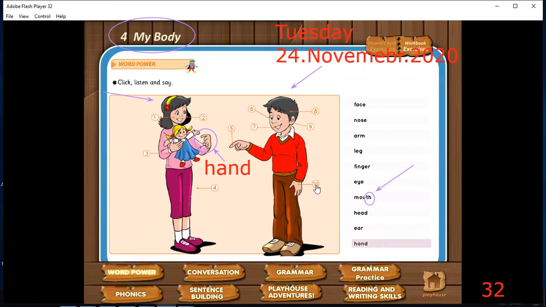How many hands do we have? Two hands, yes. How many fingers? We have 10 fingers. Okay, how many eyes do you have? Two eyes. How many noses? Only one nose. How many mouths? Do you have one mouth? Good job. Okay, how many legs? Two legs, excellent.